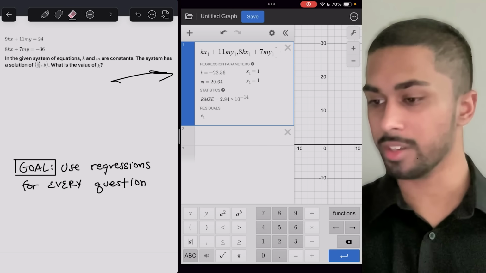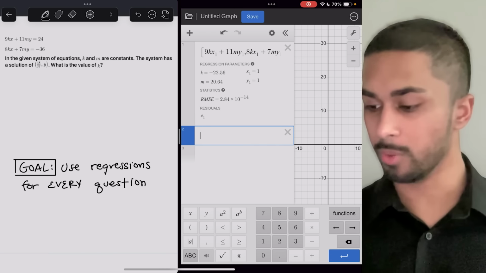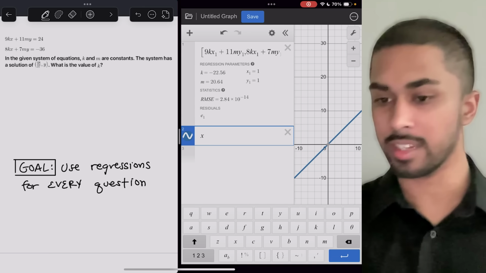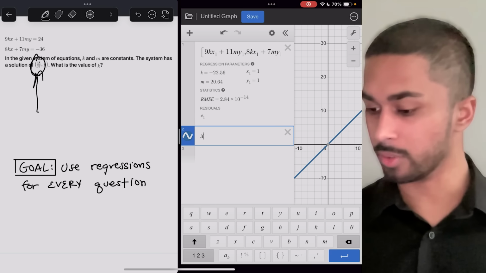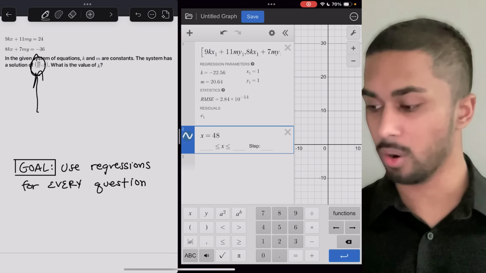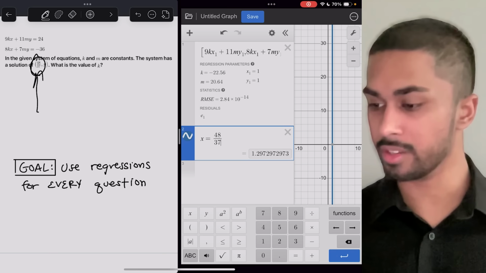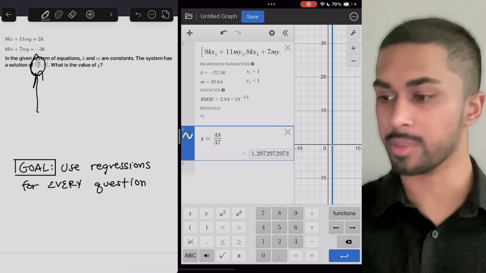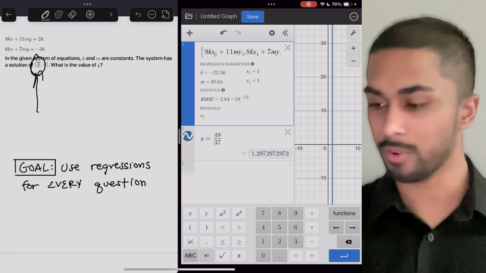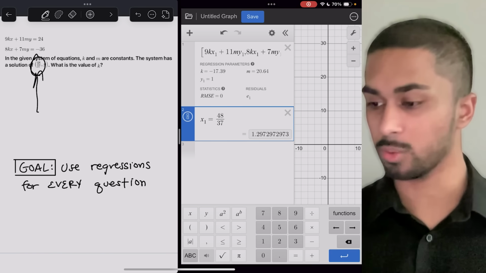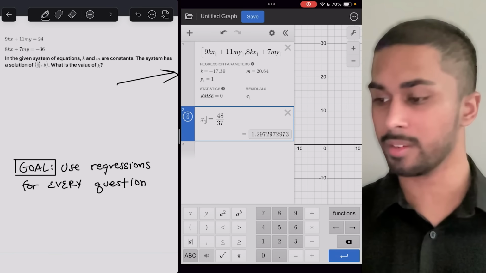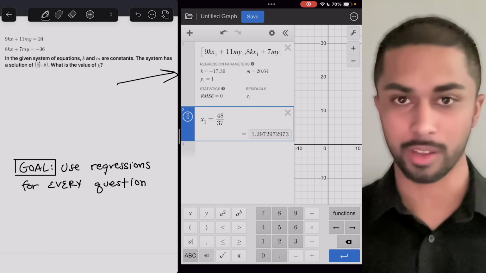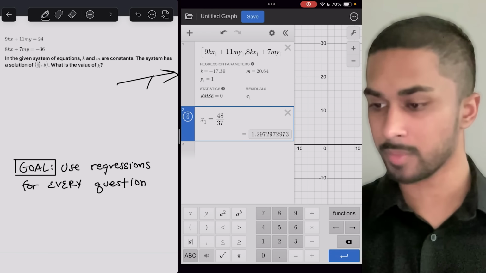This value of k right here is actually not the right value of k because we want to make sure that x is equal to this solution right here. So in this case, x has to equal 48 over 37. But since we substituted x1 for x, just change this into an x1. And now we get the correct value for k because we plugged in the correct value for x. So let me write that down.